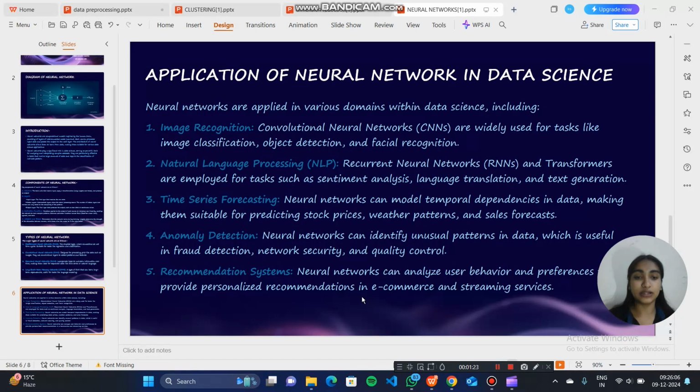Third, time series forecasting. Neural network can model temporal dependencies in data, making them suitable for predicting stock prices, weather patterns, and sale forecast. Fourth, anomaly detection. Neural networks can identify unusual patterns in data, which is useful in fraud detection, network security, and quality control. Fifth, recommendation systems. Neural networks can analyze user behavior and preferences to provide personalized recommendations in e-commerce and streaming services.